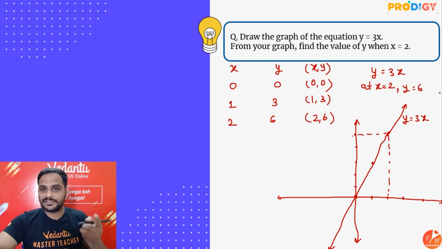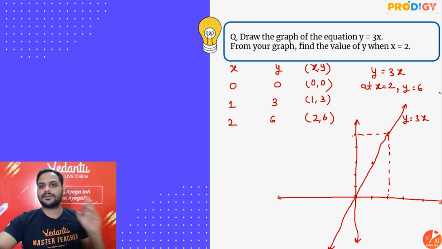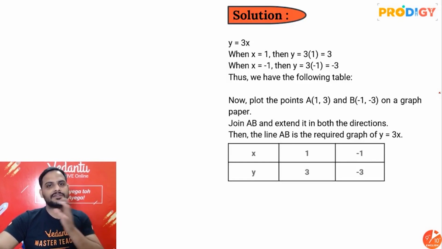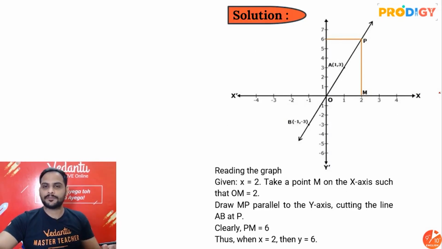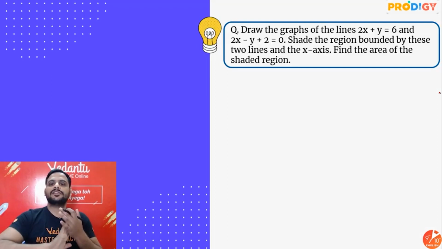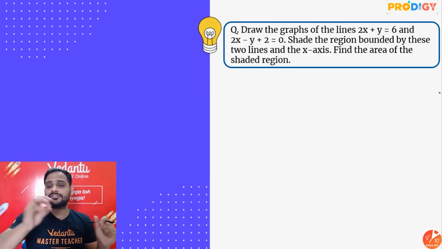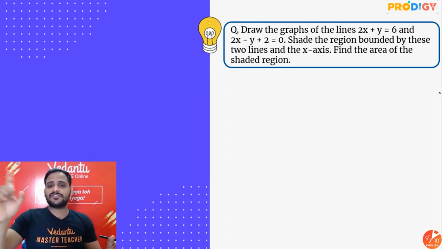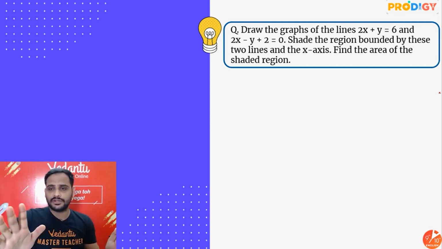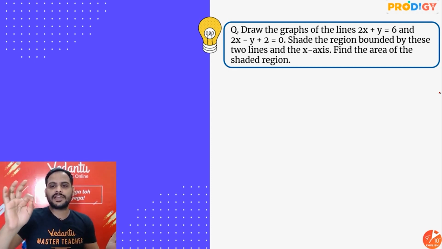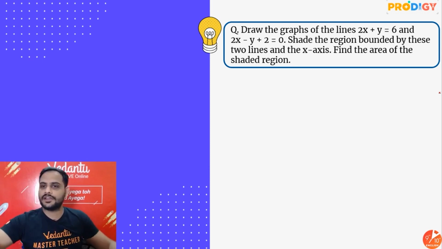And by equation, put x equal to 2 in the equation, you will get y is equal to 6. So graph as well as the equation both will give you the same answer. ठीक है? Next question देखो guys. Draw the graph of the lines 2x plus y equal to 6 and 2x minus y plus 2 equal to 0. Shade the region bounded by these two lines and the x-axis. Find the area of the shaded region.